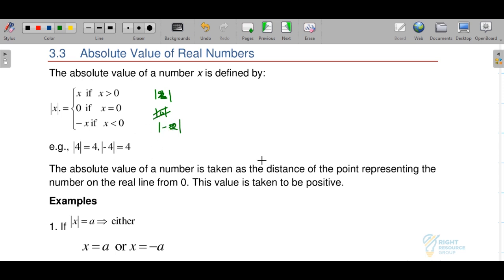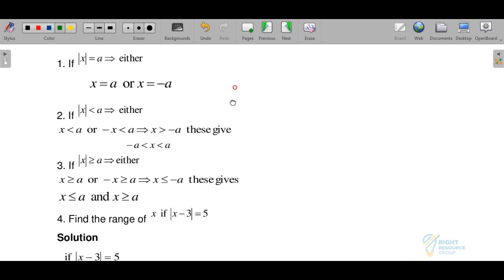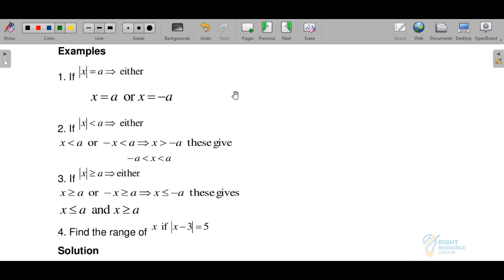The absolute value of a number is taken as the distance of the point representing the number on the real line from 0, right? This value is taken to be positive. So even if you have minus 2, the absolute value of minus 2 is equal to 2. If you have minus 4, the absolute value is equal to 4. If I have minus 10, the absolute value is equal to 10. So when we are taking the absolute value of a number, we do not regard the sign that number is carrying, whether it's a negative number or a positive number. The absolute value is going to be referred to as a positive number.